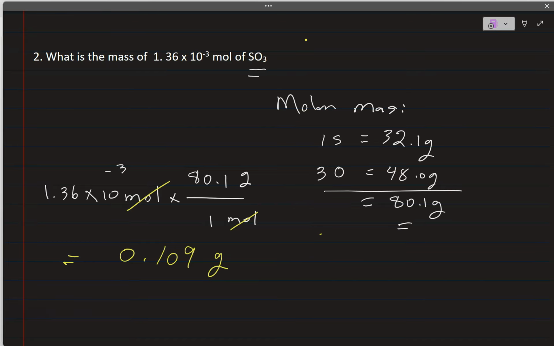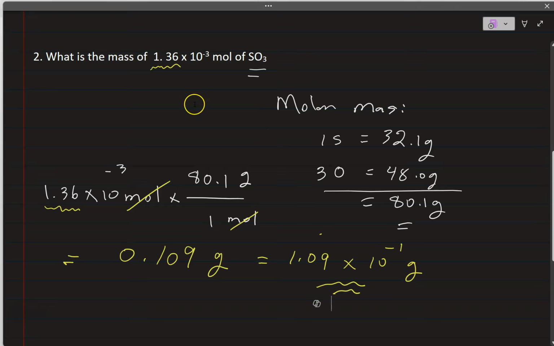0.109 gram in scientific notation with 3 sig figs. This is 3 sig figs right there. Let's keep it at 3 sig figs because the question was based on 3 sig figs. So let's leave it as 3 sig figs, and that will be 1.09 times 10 to the power of -1 gram. That's the final answer for that one. Excellent. All right. So notice that whenever you start with the mole, you do the unit conversion or the dimensional analysis, and you write gram per mole.